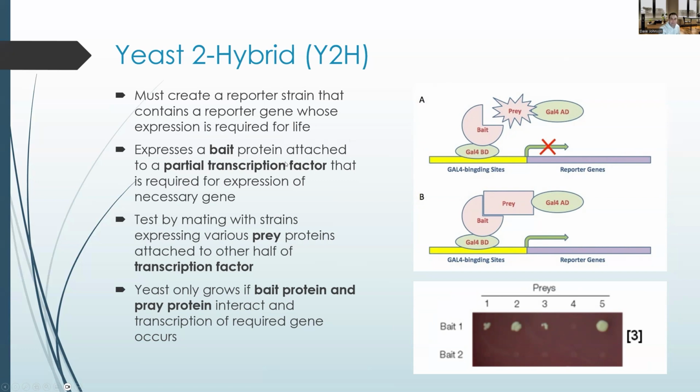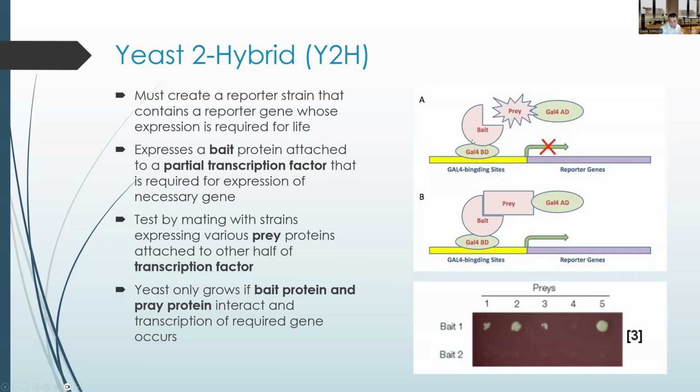This typically has part of a transcription factor that's required for the expression of a necessary gene. Then you're going to create another library of yeast that has these different preys, different proteins that you think might be attached, and attach them to the other half of your transcription factor. Then what's going to happen is if these two are able to interact, if the prey is able to interact with your bait, these two portions.